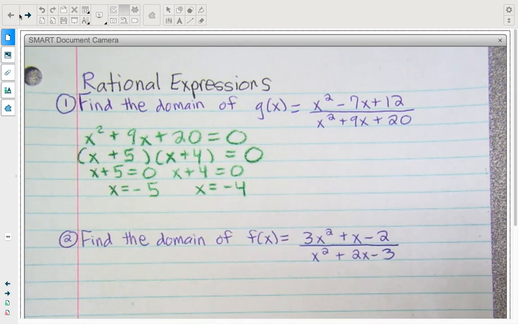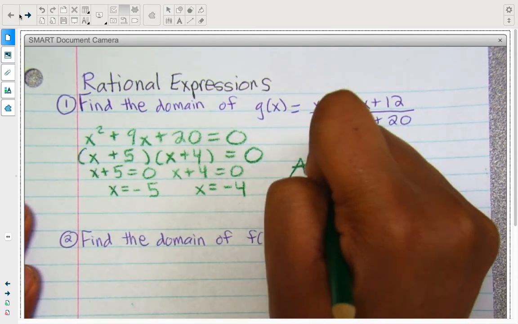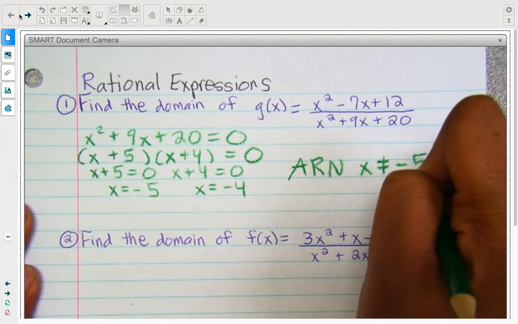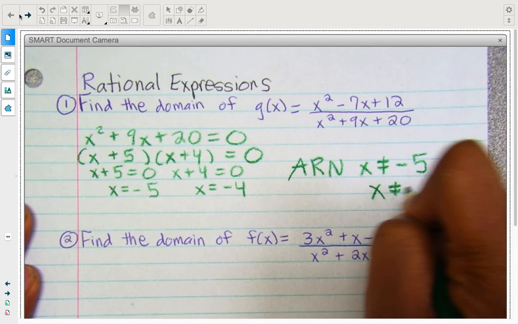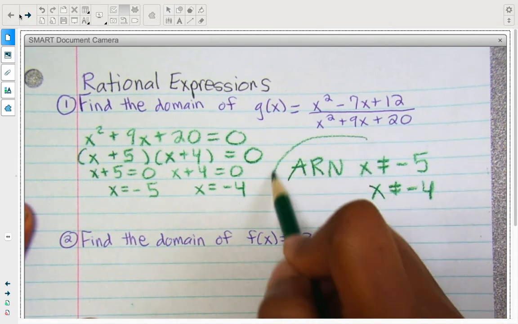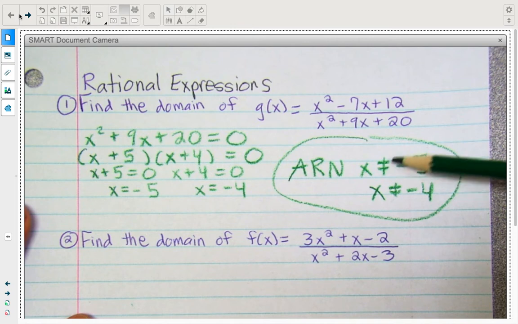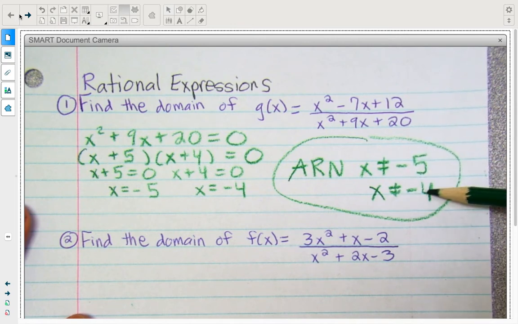Our domain is all numbers except negative 5 and negative 4. So it's going to be all real numbers except negative 5 and negative 4. So it includes the set of numbers except the number 5. That's why I have to slash through it. So it does not include negative 5 and it does not include negative 4.